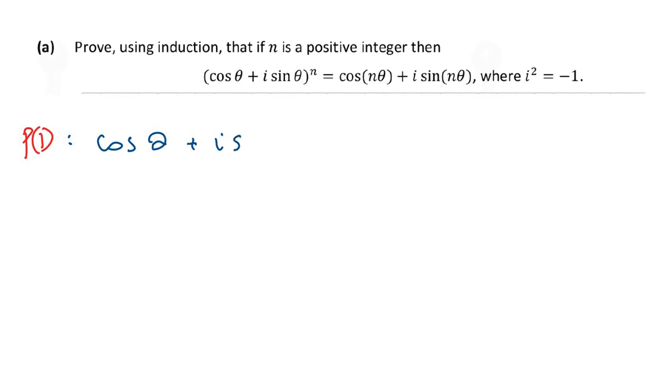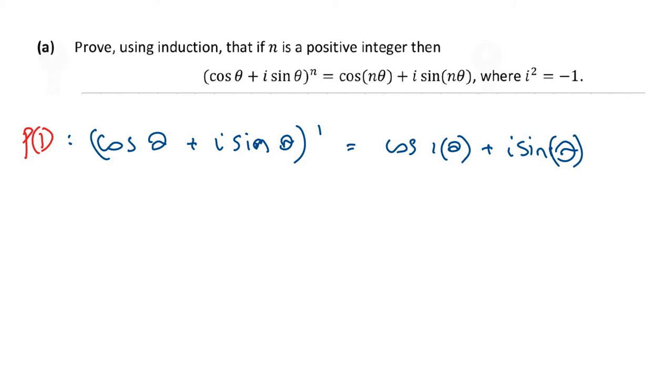plus i sine theta) all to the power of 1 is equal to cos 1 theta plus i sine 1 theta. And that is true. Next thing we do is make the assumption that it's true for n equal to k.